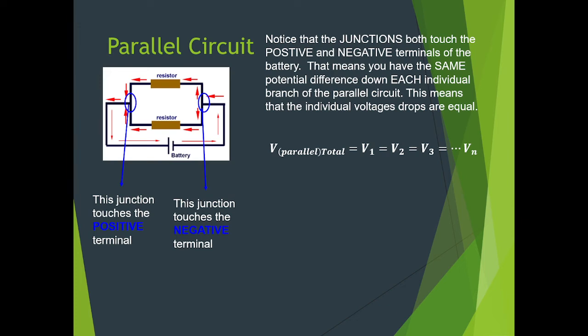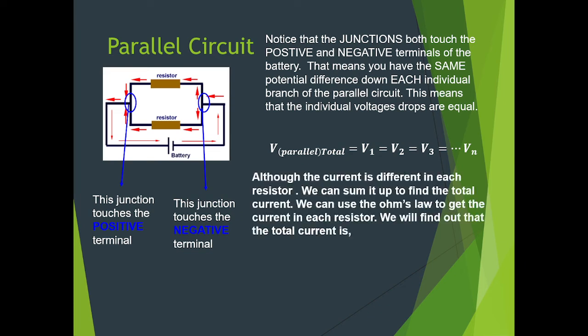We have the formula: V total for a parallel circuit is constant and is equal to V sub 1, is equal to V sub 2, and is equal to V sub 3, and so on and so forth. We also notice that the current is different across each resistor. We can sum it up to find the total current. We can use Ohm's law to get the current in each resistor. We will find out that the total current is equal to I sub 1 plus I sub 2 plus I sub 3, and so on and so forth.